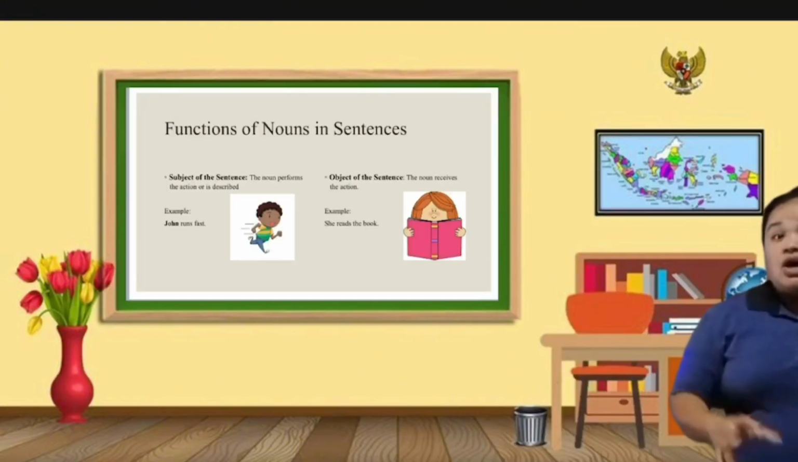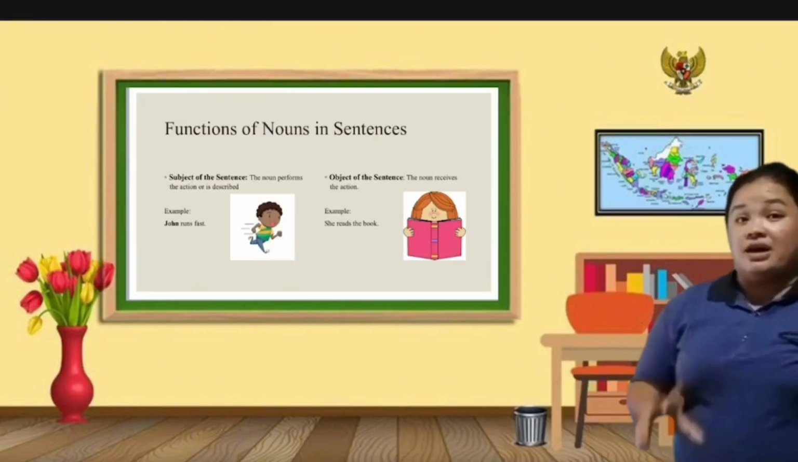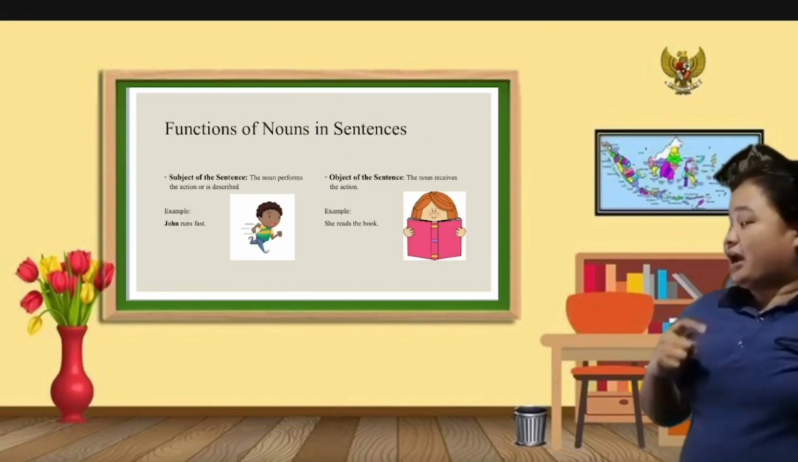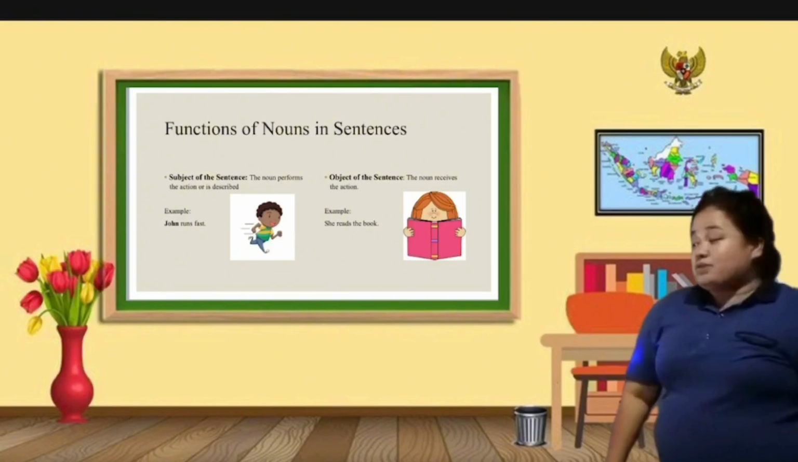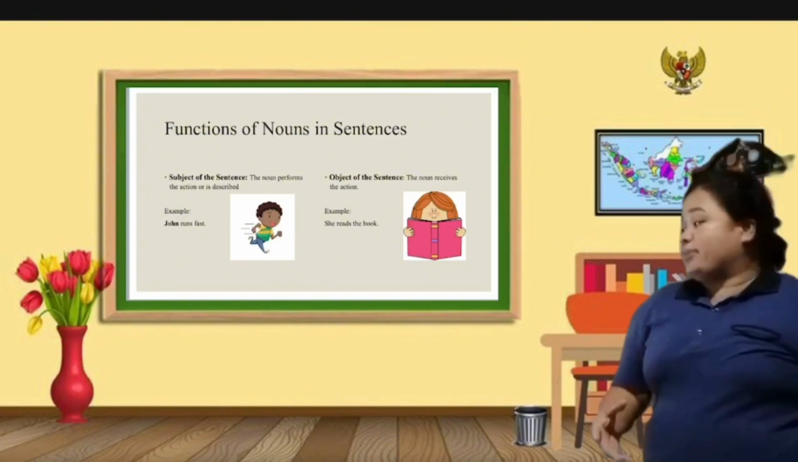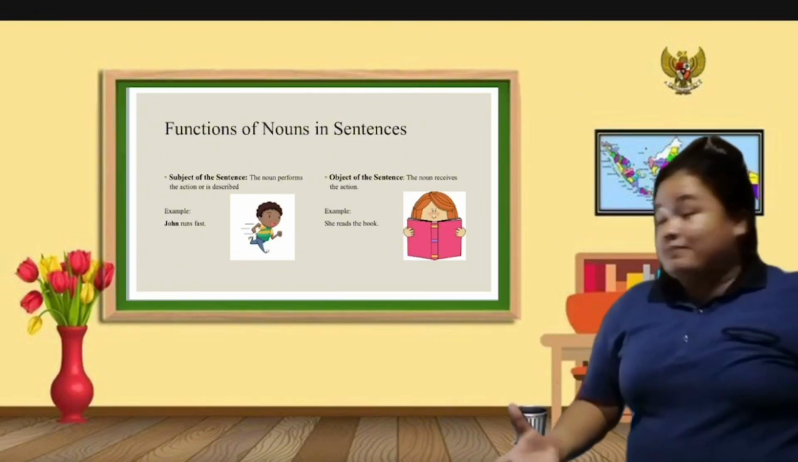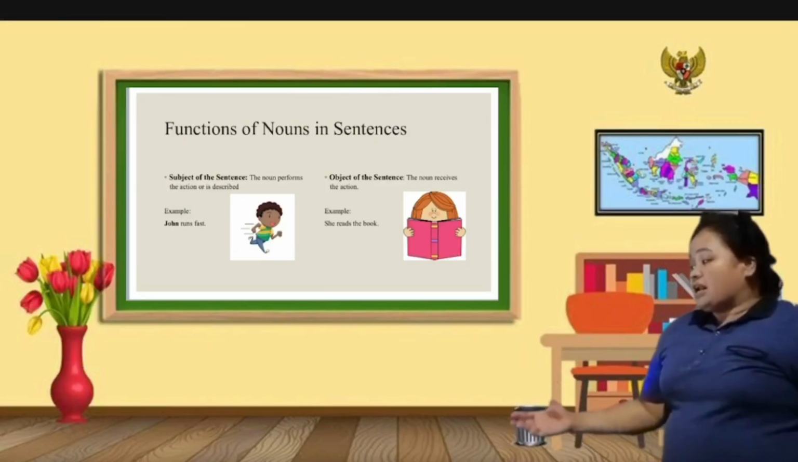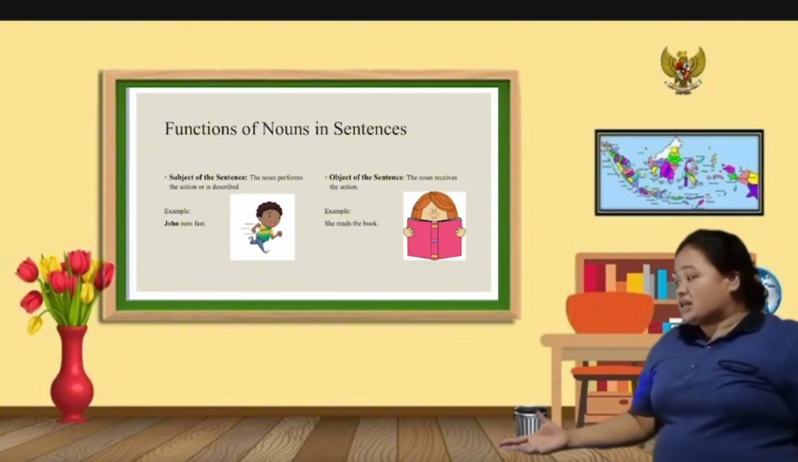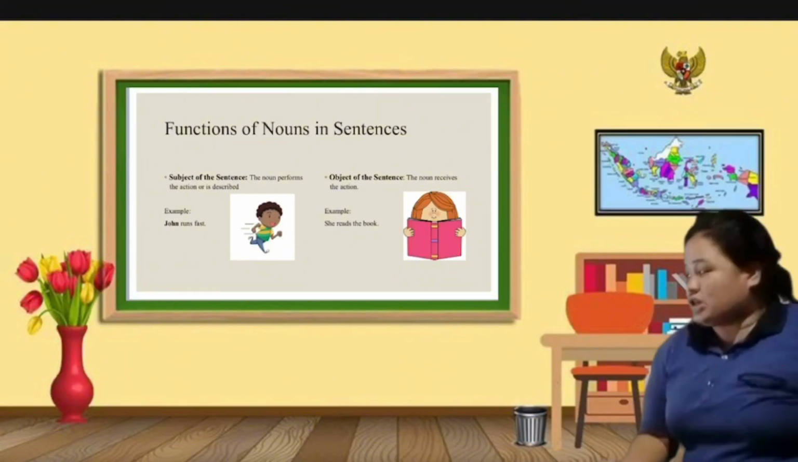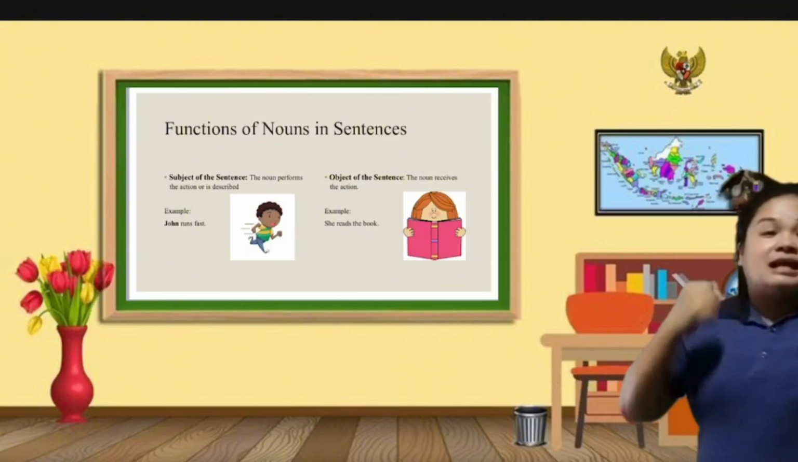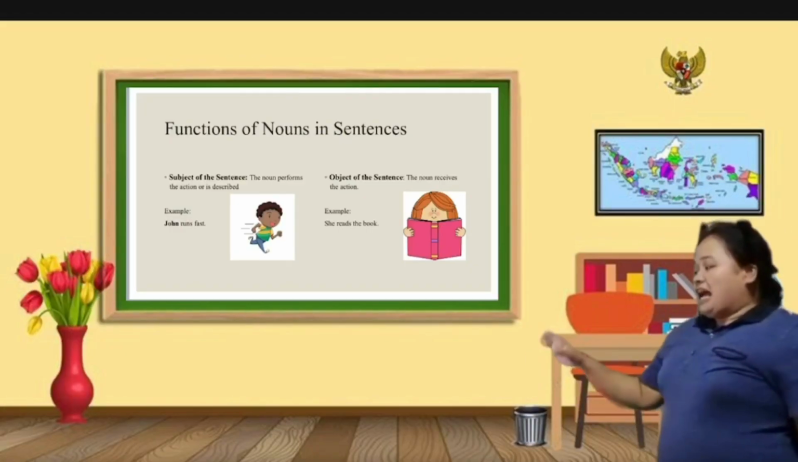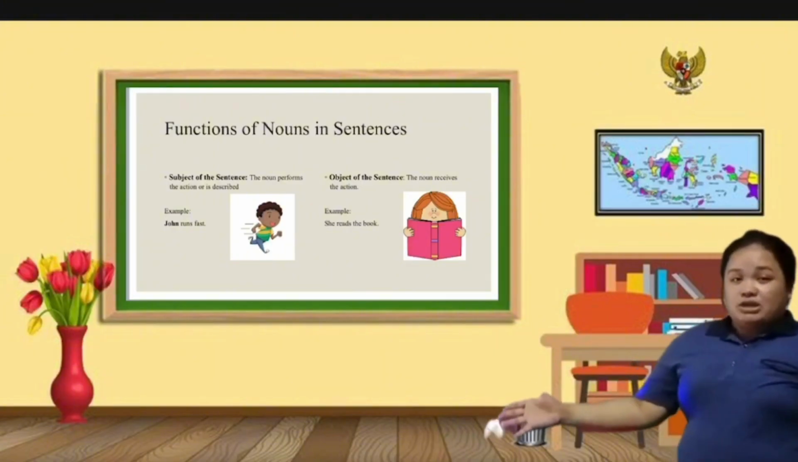And aside from that, we actually do have the functions of noun in sentences. So it's actually very exciting to learn about nouns. First is the subject of the sentence. The noun performs the action or is described. So that is what we call the noun being the subject of the sentence. Like for example, John ran fast. So John is our subject and ran fast is something that describes John, right? Very good.